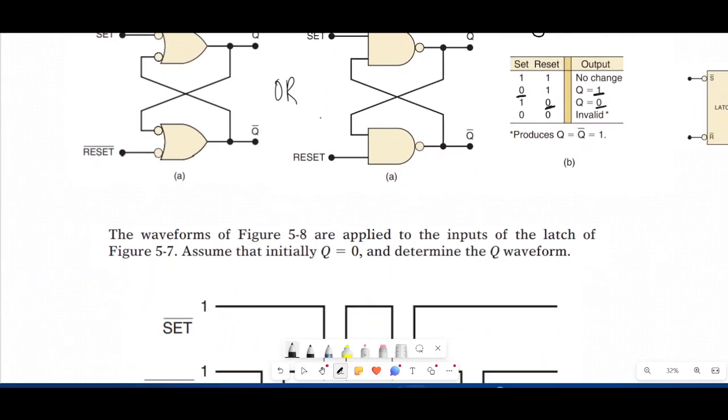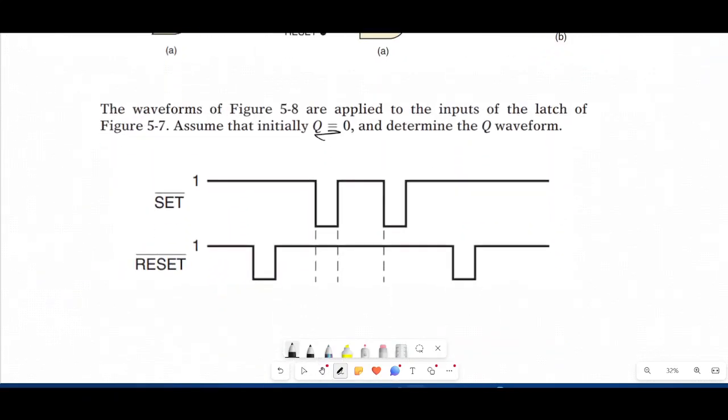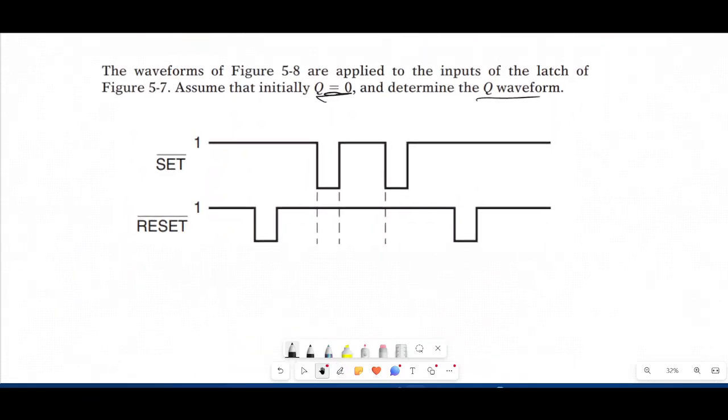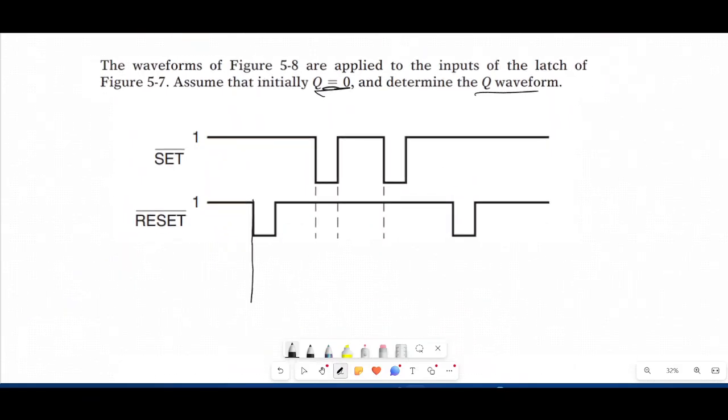Now let's look at an example. Assuming Q equals 0, determine the Q waveform. Again, we're going to draw our line where we see any change. So I'm going to draw a line here.